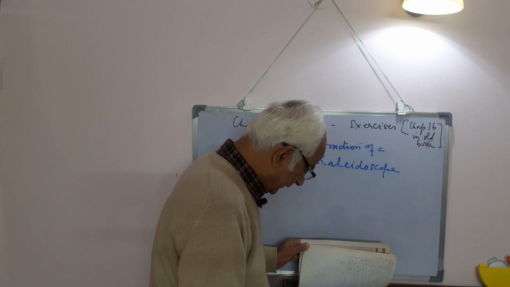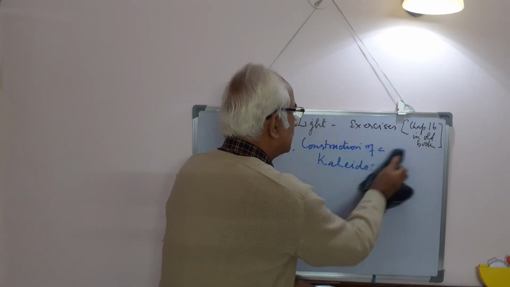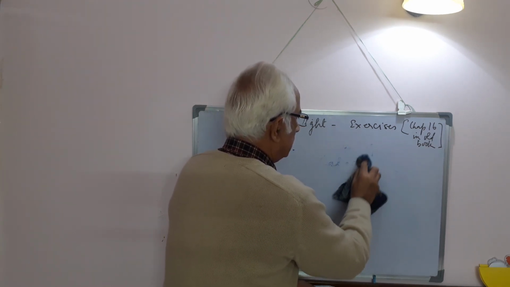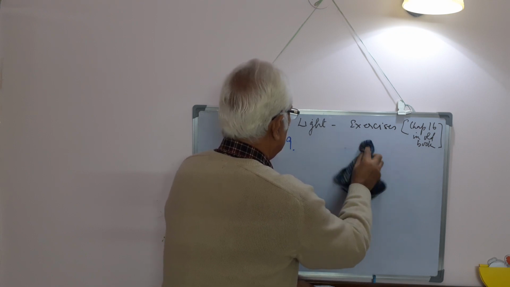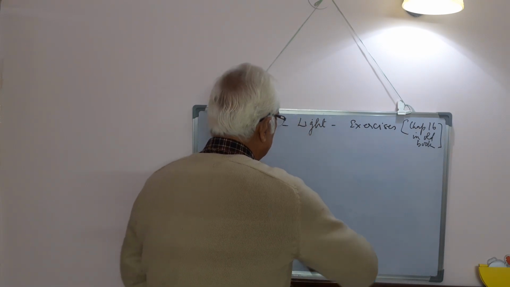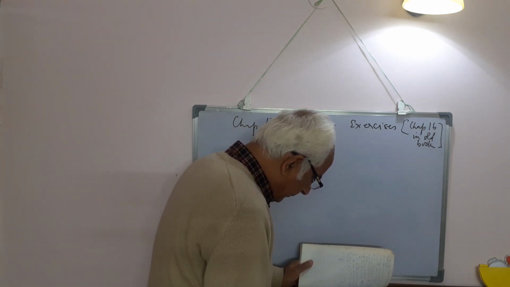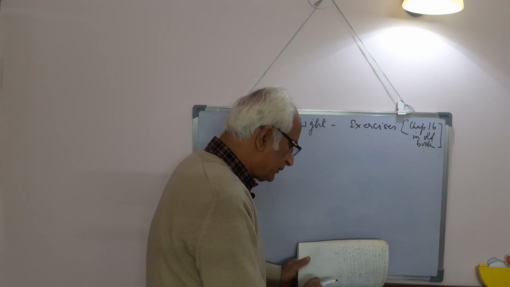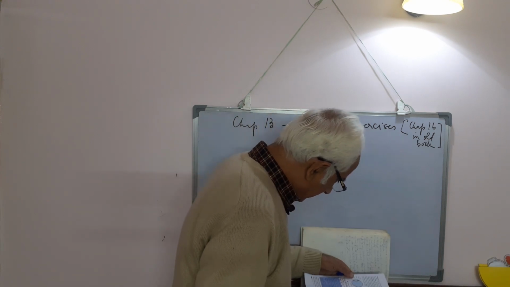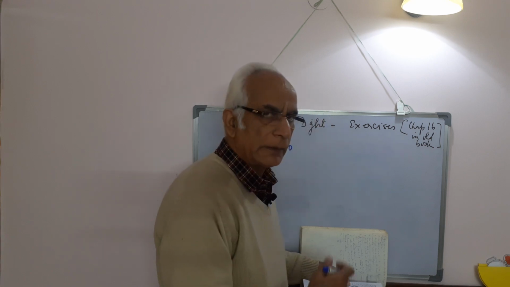Now we come to question number 10. Draw a labeled sketch of the human eye. What you have to do is make a drawing of the human eye. And if you look at page number, I have an old book, this page number is 206. In the new book, the number may be different.